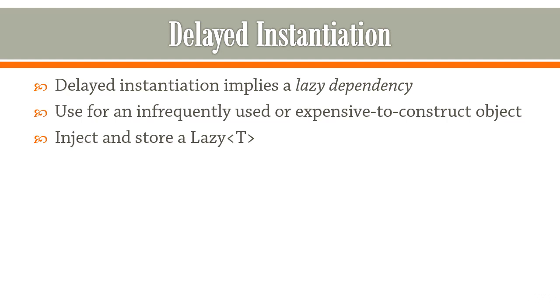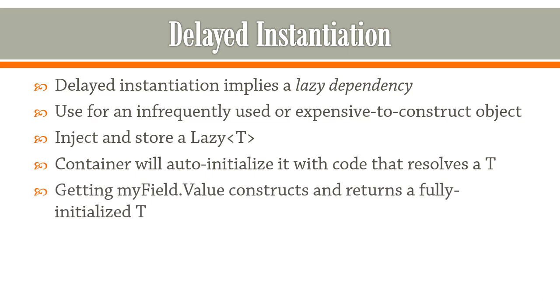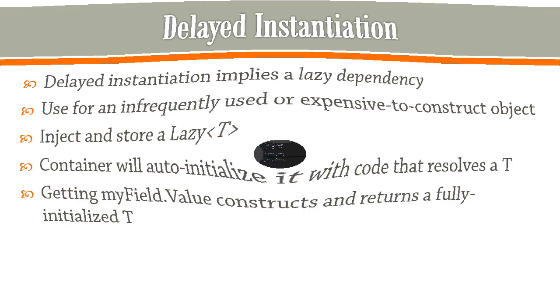So essentially what would happen in this case from the Autofac perspective is that the container will auto initialize the Lazy with a chunk of code which will actually resolve the appropriate type whenever the Lazy is actually accessed. So then you put the Lazy into some field, let's call it myField, and then you type myField.Value, and that is precisely the point in the execution of the program where Autofac will both construct and return a fully initialized object of type T, whatever that happens to be. So let's see how we can program all of this.